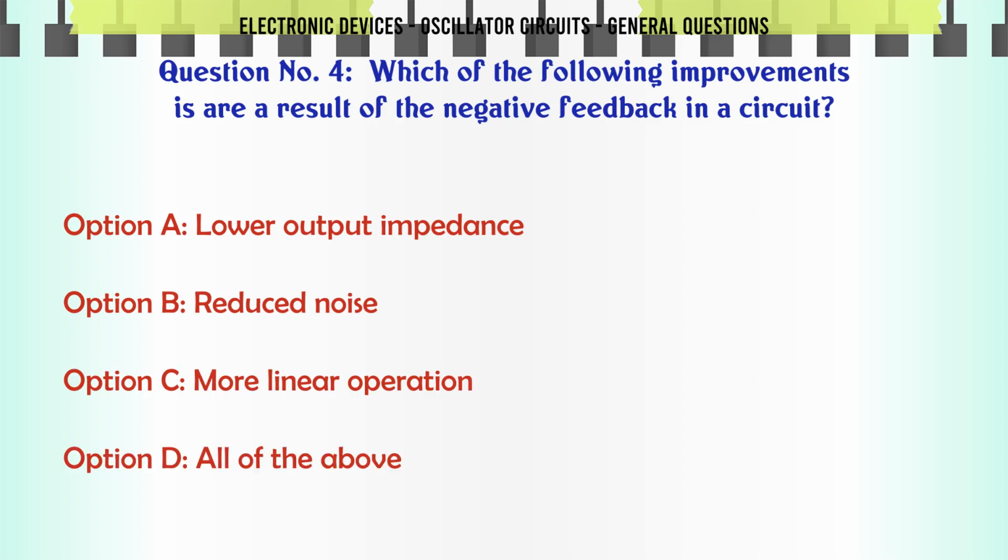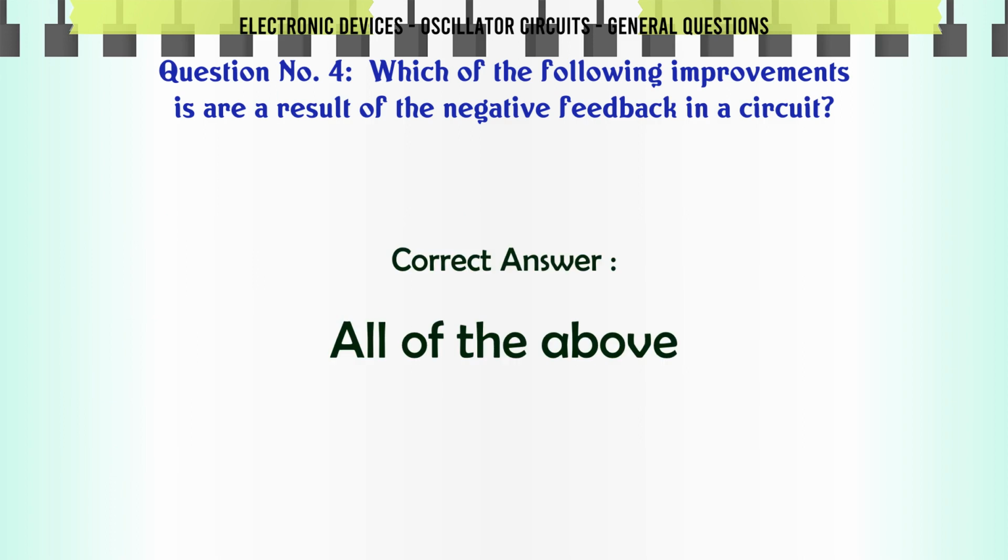Which of the following improvements are a result of the negative feedback in a circuit? A: lower output impedance. B: reduced noise. C: more linear operation. D: all of the above. The correct answer is all of the above.